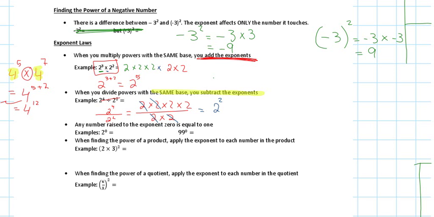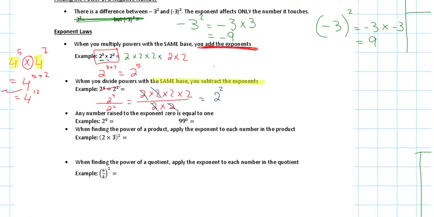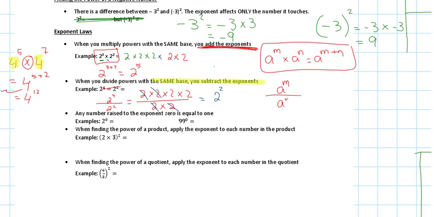Okay, here's another rule for you guys. So I'm going to write the rules here. The rule: if they're multiplied, then I add my exponent. If they're divided, as long as I have the same base, I subtract the exponent.